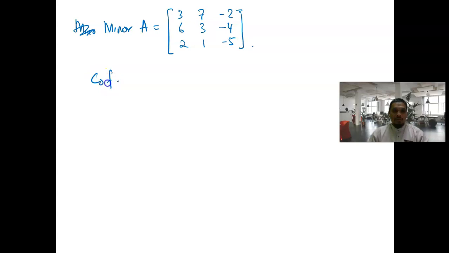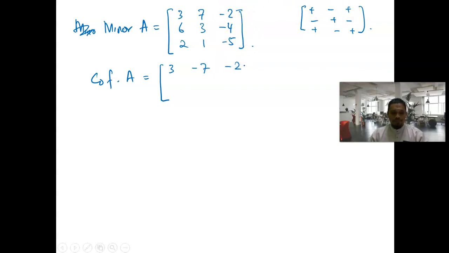So for the cofactor of matrix A, please remember this pattern: positive, negative, positive, negative, positive, negative, positive, negative, positive. Now, positive times 1 multiplied with 3, we get 3 here. Negative multiplied with 7, negative 7. And positive multiplied with negative 2, negative 2. Okay, 3, negative 7, negative 2.